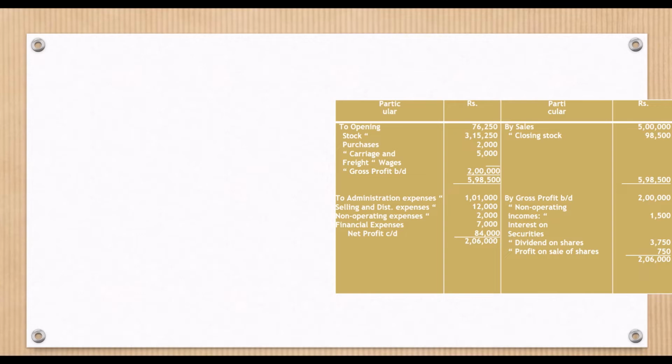So this is the statement. By using this statement, first we'll calculate the gross profit ratio. The formula for gross profit ratio is gross profit divided by sales into 100. The gross profit appears on the expenses side of the trading account, and the sales appear on the credit side. In this statement, we have a gross profit of 2 lakhs and sales of 5 lakhs. If we put these values in the formula, we get 2 lakhs divided by 5 lakhs into 100. We'll get a profit of 40%.